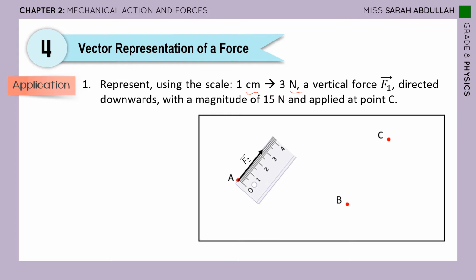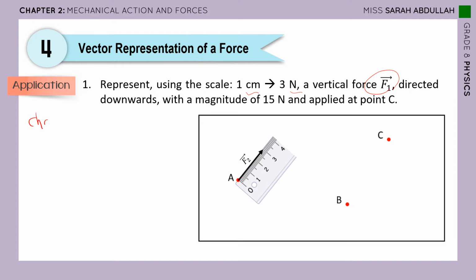So we have different points here, A, B, C, and there is a certain force here, F2. They're not asking us about this. Let's leave it for now. So I need to represent a force F1. How can I draw this force? How can I draw the vector of this force? I can't draw it without writing down its characteristics.